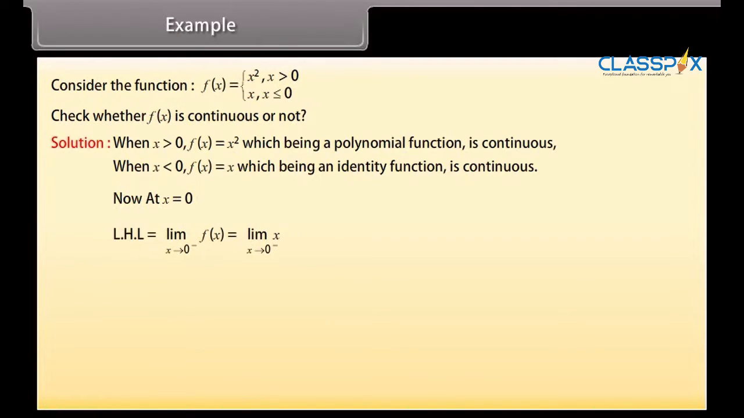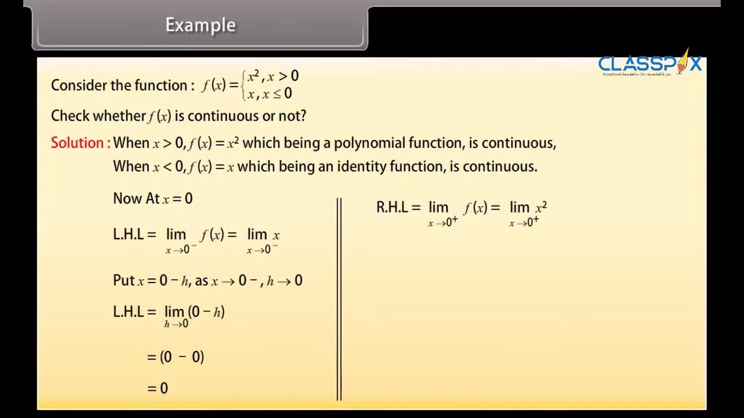Left-hand limit. Limit x approaches 0 minus of f(x) is equal to limit x approaches 0 minus of x. Put x = 0 - h; as x approaches 0 minus, h approaches 0. Left-hand limit is equal to limit h approaches 0 of (0 - h) = 0 - 0 = 0.